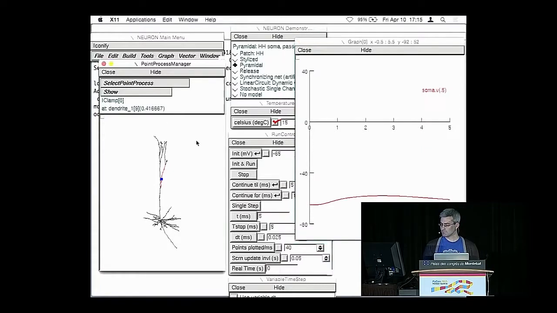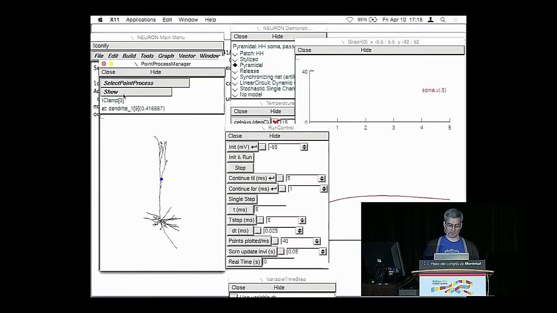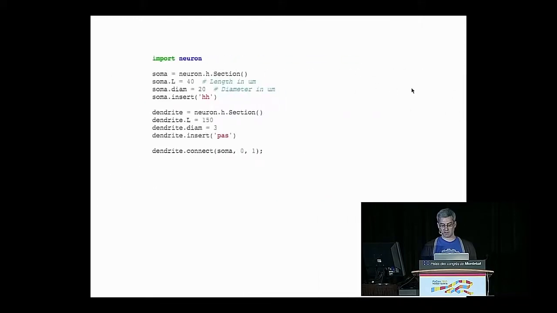So as you can see, there's lots of things that we could do in this simulation, lots of variables we could play around with. And so I'm going to play around with those a little bit in Python using the Python bindings of Neuron. So this is going to be a simplified cell. It just has two parts, a soma and a single dendrite.